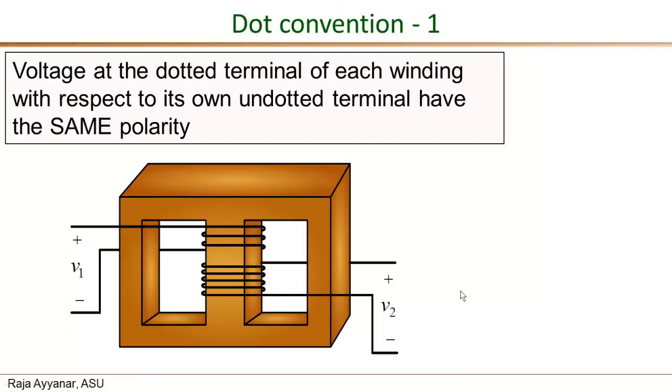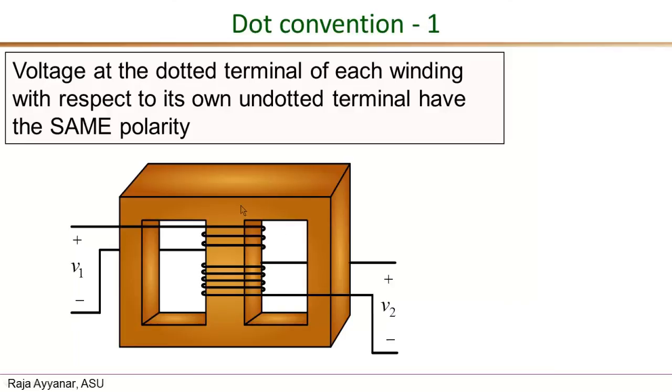Then we will move on to discussing what these dots actually mean. In other words, what is the dot convention that we are going to use? There are essentially 2 main rules about the dot polarity that we need to understand. The first one is related to the polarity of the EMF or the voltage. It says that the voltage at the dotted end of each winding with respect to its own undotted end have the same polarity. Let me explain what this statement means.